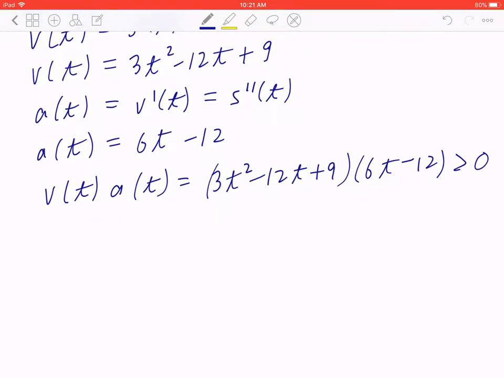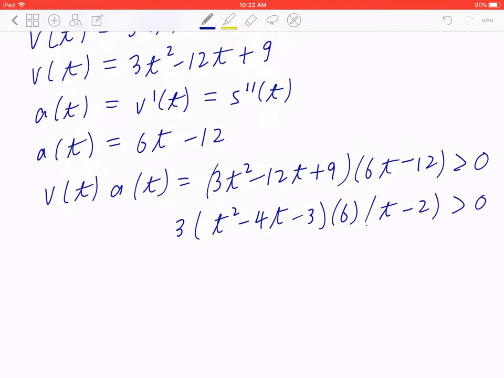So you factor a common 3 to the front. In the brackets, it's going to be t squared minus 4t plus 3. Likewise, there's a common factor of 6. In the brackets, it's going to be t minus 2. And again, the entire left-hand side is greater than 0.